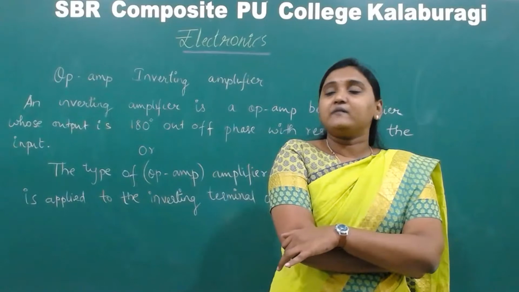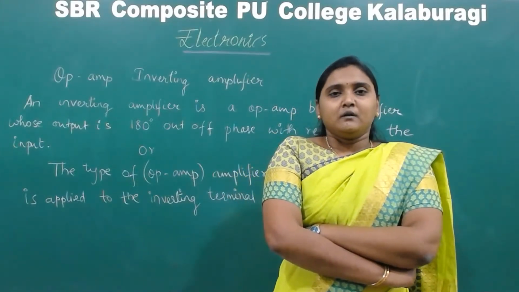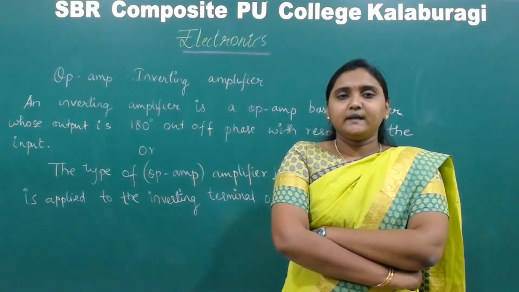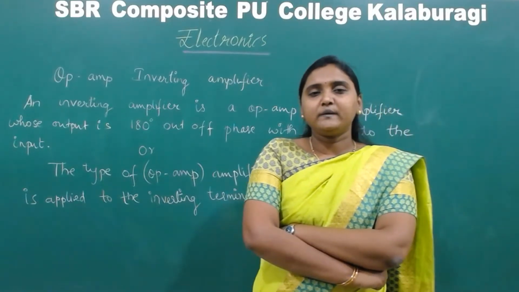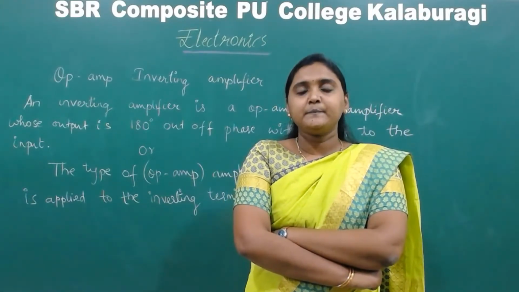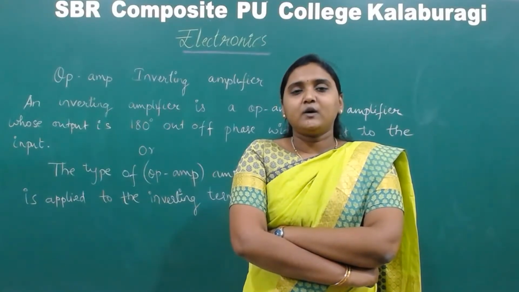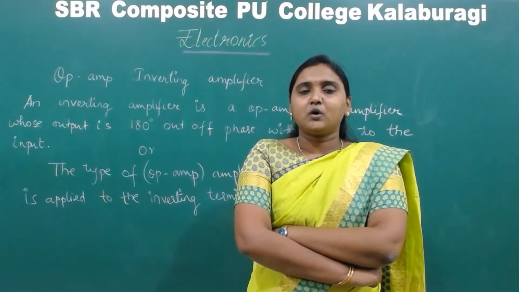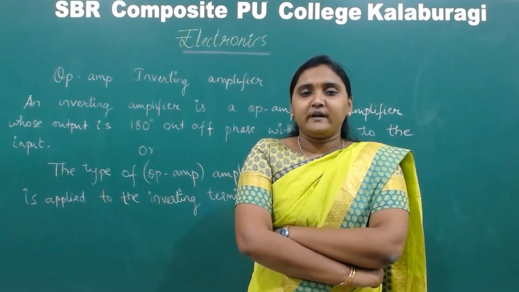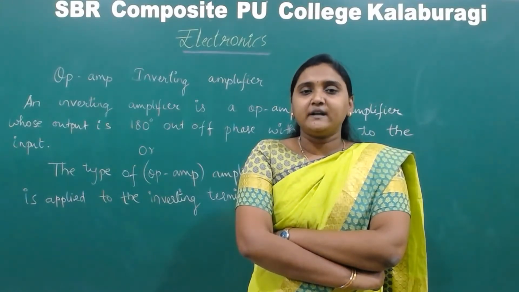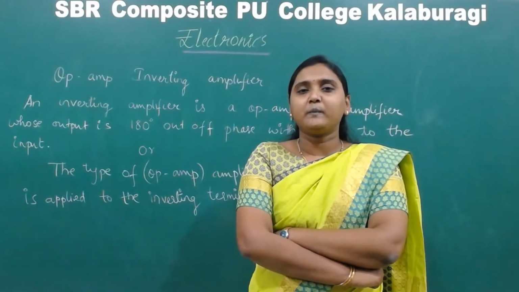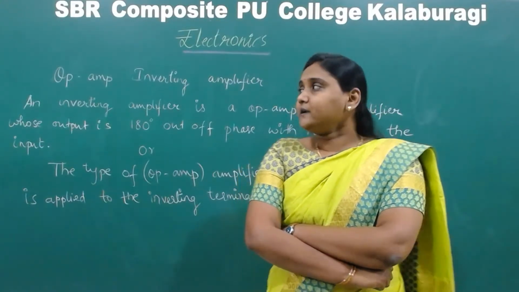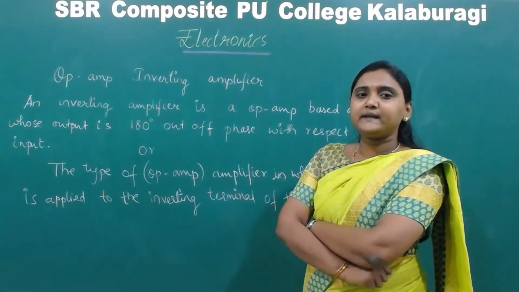In the previous class, we discussed the symbol of the op-amp, which comprises two inputs: one is the inverting input, the other is the non-inverting input, along with two supply voltages, plus VCC and minus VEE, and an output. So the op-amp has two inputs, one termed inverting and the other non-inverting. When the input signal that is to be amplified is applied to the inverting terminal of the op-amp, such an amplifier is called the inverting amplifier, right? So this is the op-amp inverting amplifier definition.